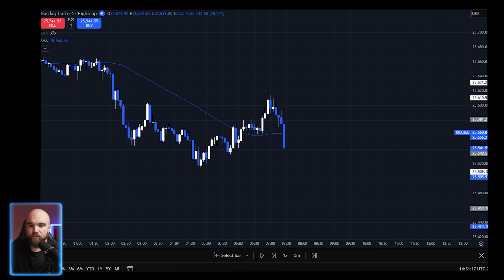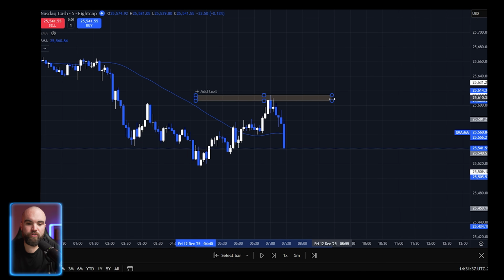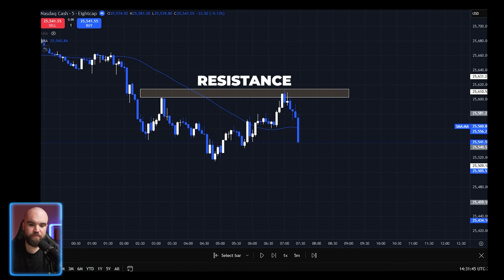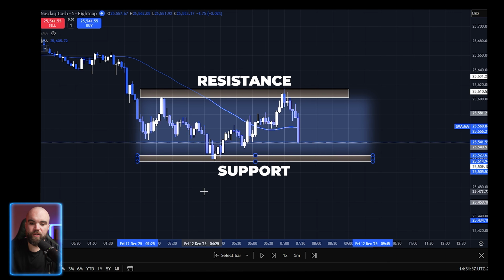How do we draw this zone? Well, we don't use single lines. I take the rectangle tool and then I draw from the very top of the wick down to the top of the body. And this specific area, the space between the wick and the body, is where the banks hide their orders. This creates our no trade zones. Inside this box, we sit on our hands.